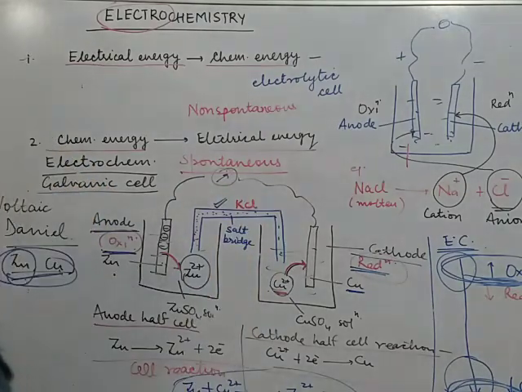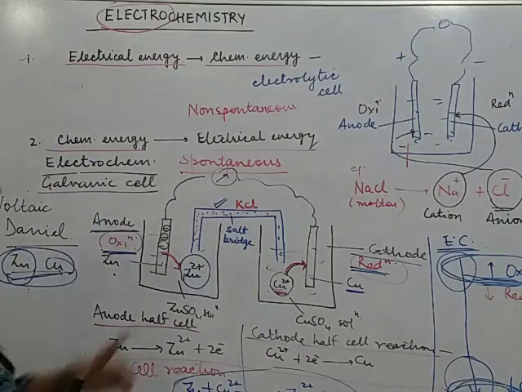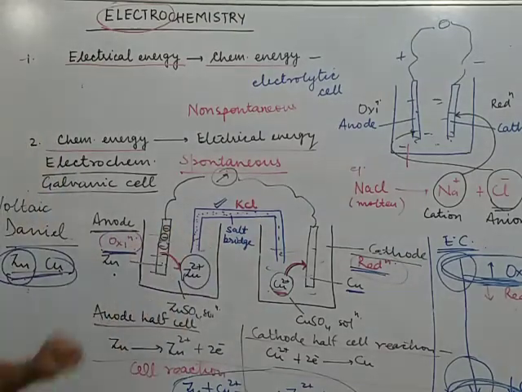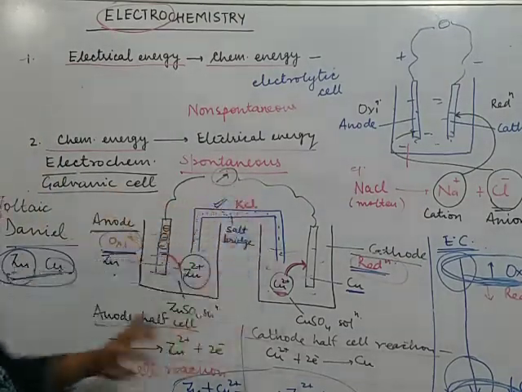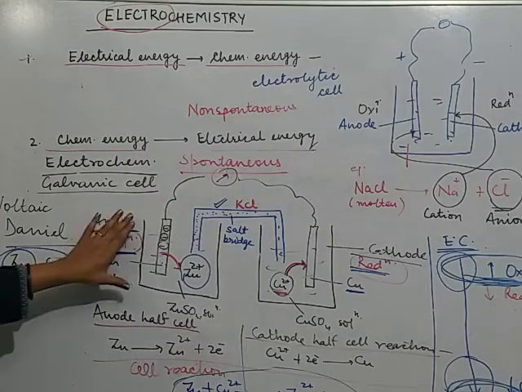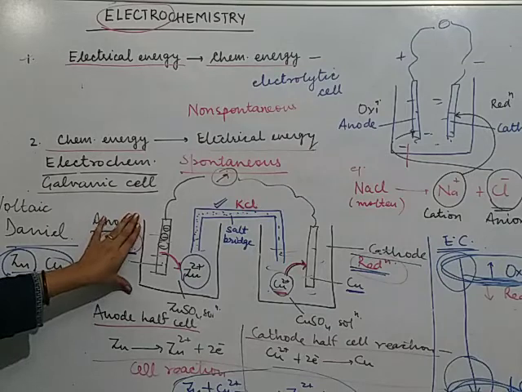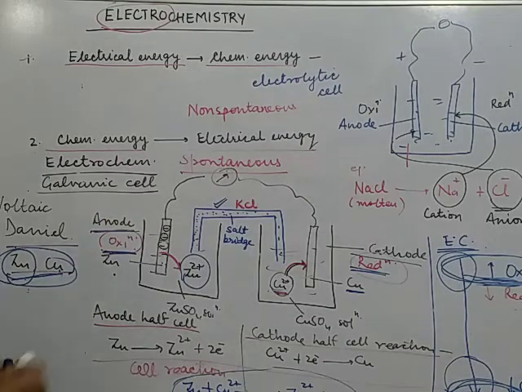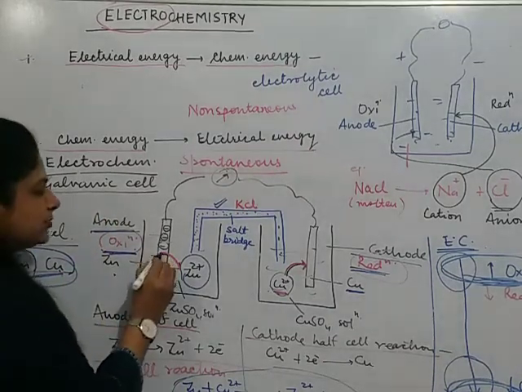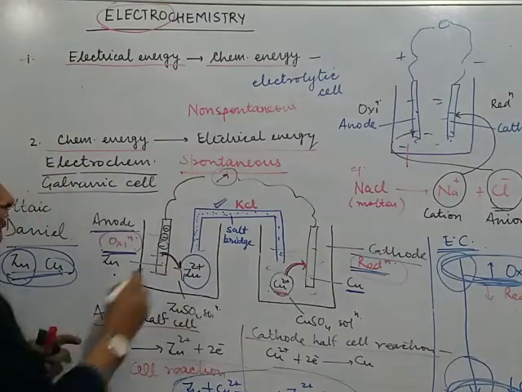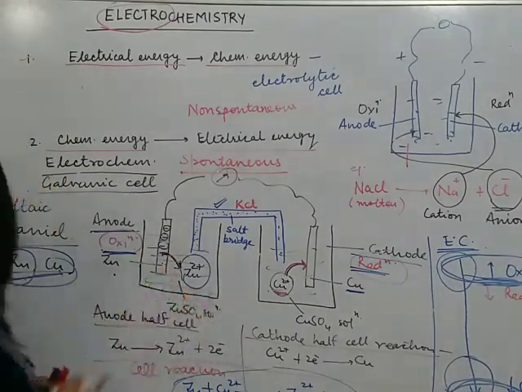What is the utility of this electrolyte which is present in this salt bridge along with the gelatinous material which has been packed in this salt bridge? Let us take this half cell. First, what is happening? The zinc from the zinc rod moves to the half cell, the zinc sulfate solution.